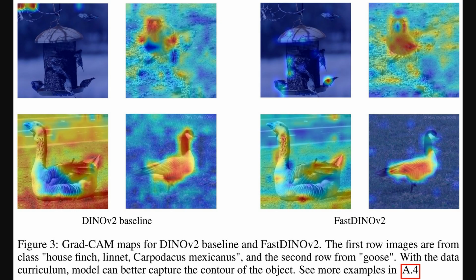So, how does this improved focus play out visually? This figure gives us a peek inside the model's mind using a technique called GradCam. GradCam creates these heat maps, where the warmer, redder colors show which parts of the image the model is paying most attention to. On the left, you see the original DINOv2, and its focus is a bit scattered. But on the right, the FastDINOv2 model's attention is much tighter. It clearly outlines the birds and the goose. This shows the new training method really helps the model zero in on the object itself.